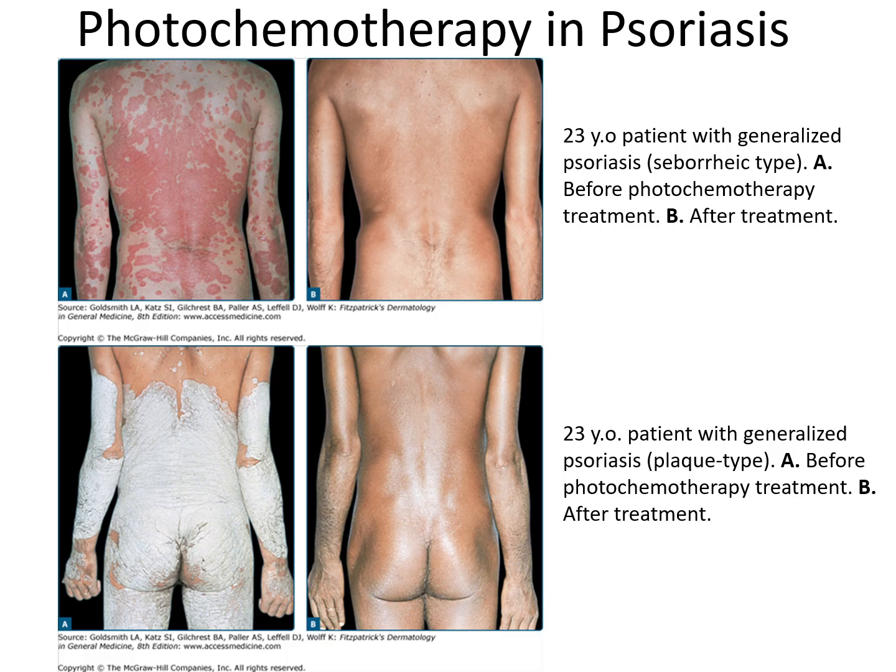These are examples of the success in psoriasis. This is the seborrheic form, this is the plaque form of psoriasis, and this is the response to therapy, photochemotherapy.